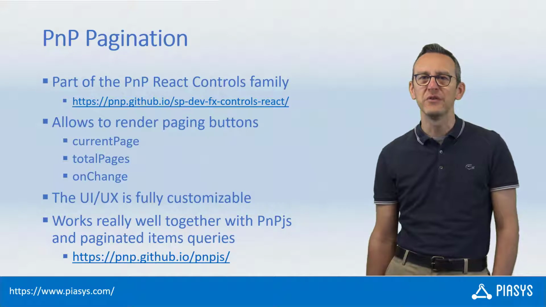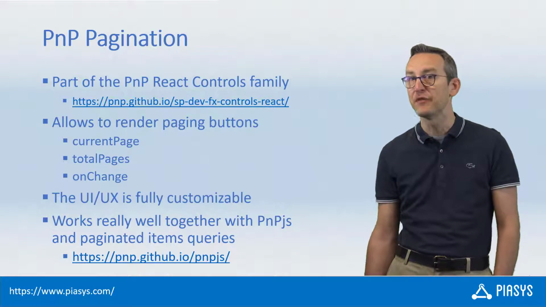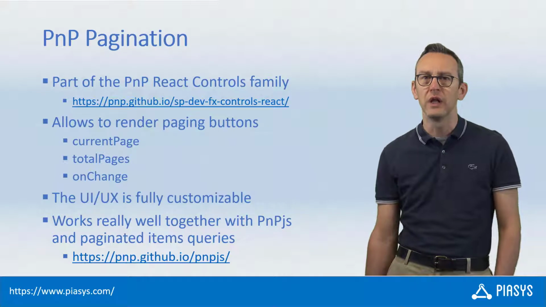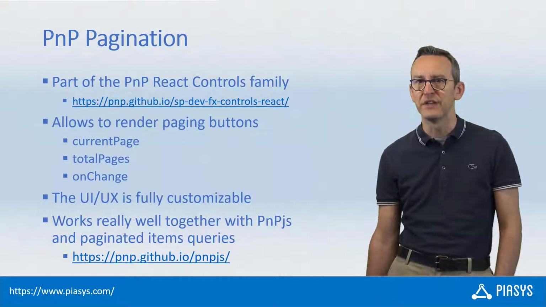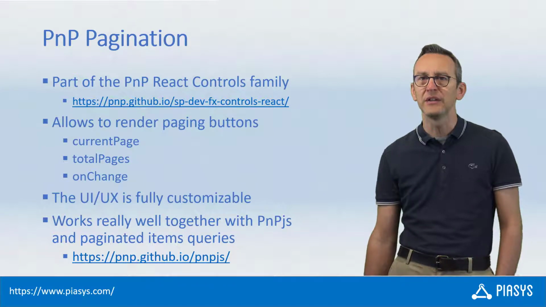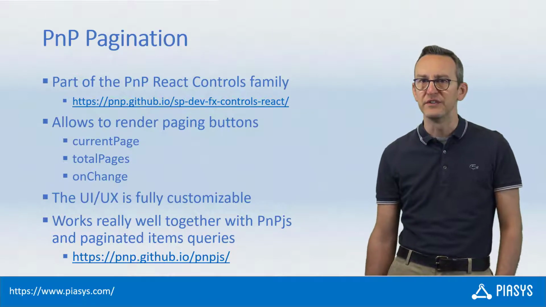Today I want to explain how to work with the pagination PnP React reusable control, which is part of the rich family of PnP reusable React controls. The pagination control allows us to configure the current page number, the total pages count, as well as to handle the onChange event whenever the user clicks on a page number or on the chevron to go to the last or to the first page of the list of pages.